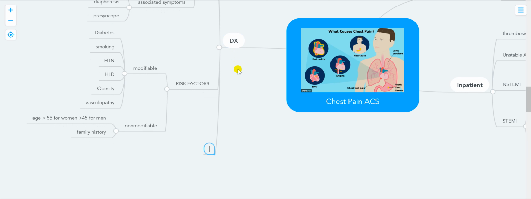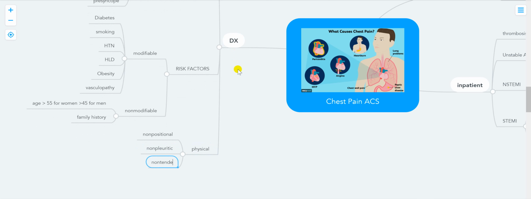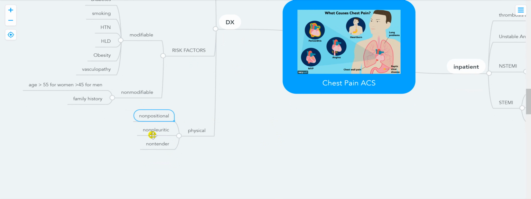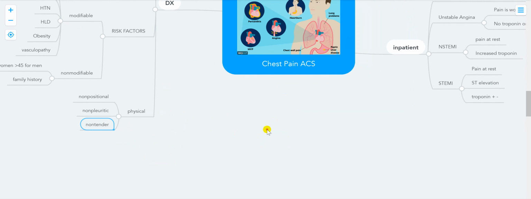Now what are the physical findings? What are you going to have usually? You have to look that it's non-positional, non-pleuritic, which is important, and non-tender. If any of them is positive, then the origin of the pain is not the heart. If it's positional, pericarditis. If it's pleuritic, lungs, pleurisy or something. If tender, musculoskeletal. So make sure it's none of these, and add them to your notes.